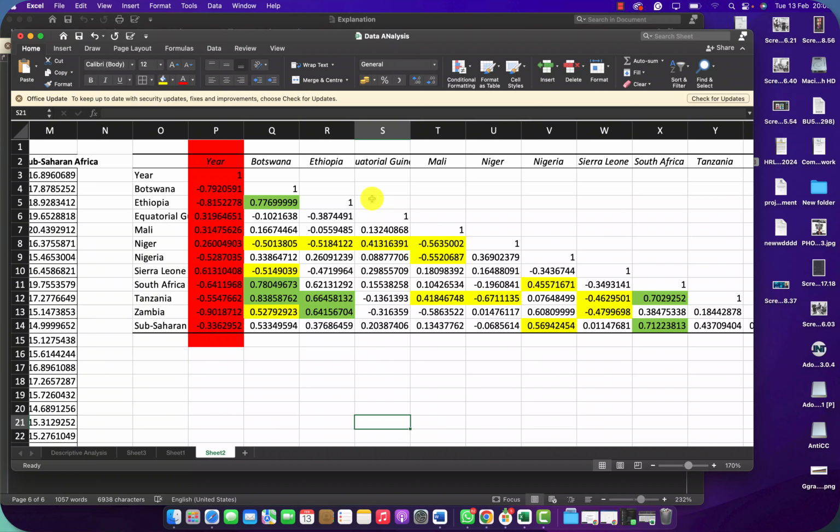Whenever you run correlation analysis, whatever you see on the row is what will also be on the column, depending on the variables you are correlating together. For example, here we are correlating one country to the other country. We have 0.78 positive, that is South Africa to Botswana. So this is showing that South Africa has a positive correlation to Botswana, meaning the higher the increase in South Africa, the higher the increase also in Botswana. So definitely there is a high correlation.